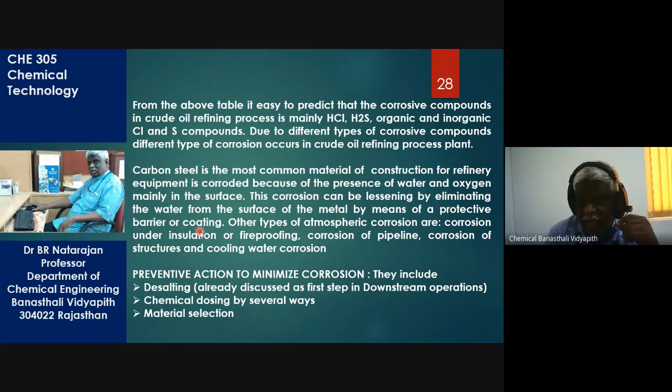Other types of atmospheric corrosion are corrosion under insulation, fireproofing, corrosion of pipelines, corrosion of structures, and cooling water corrosion. Preventive action: how do I minimize corrosion? Desalting. You have already discussed it as the first step in downstream operation, so it will not be repeated. The other two are chemical dosing by many methods, and material selection. We'll just see what they are.